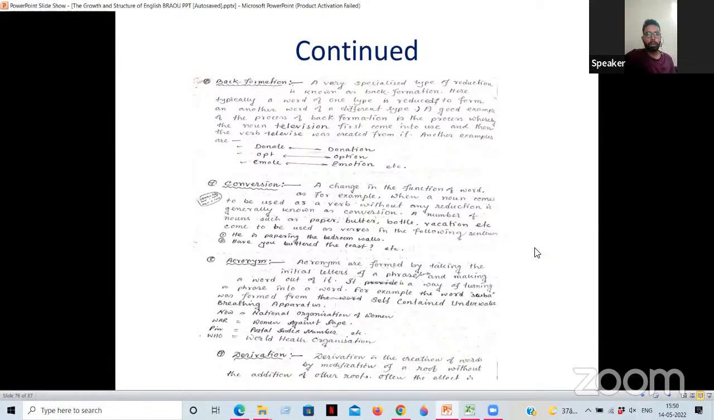When you reduce some portion of a word, typically a word of one type is reduced from another word of a different type. That is what is called back formation. Now, see, you have a complete word that is a form of another one, maybe a different part of speech, maybe a verb or adjective, but you use it in another form. Let's see the example, it will be very clear.